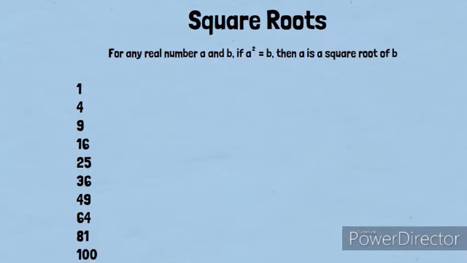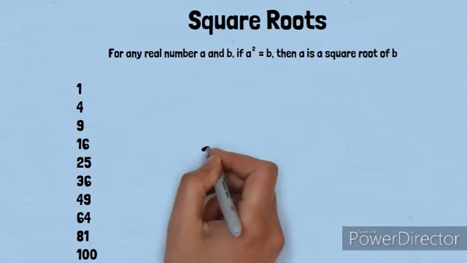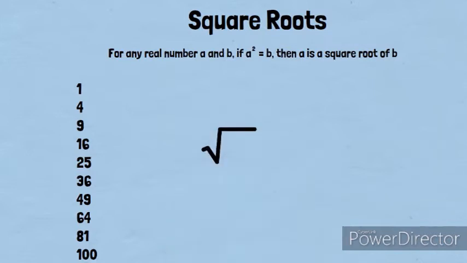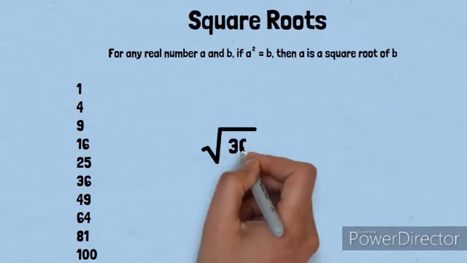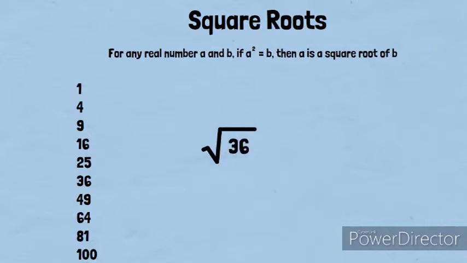1 squared is 1, 2 squared is 4, 3 squared is 9, 4 squared is 16, 5 squared is 25, 6 squared is 36, 7 squared is 49, 8 squared is 64, 9 squared is 81, and 10 squared is 100. What's the square root of 36?